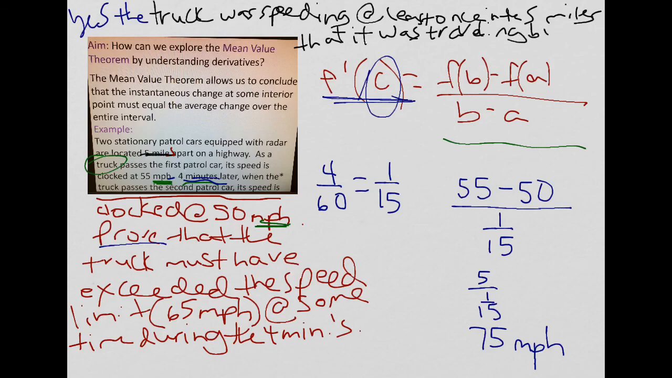Okay, and we prove this by the mean value theorem. The mean value theorem guarantees that it happened at least once, okay? And we know that because 75 is greater than 65, and that was the speed limit. So there we go, we have a word problem. We can use MVT. So by MVT, we're able to prove certain scenarios. So there you go.